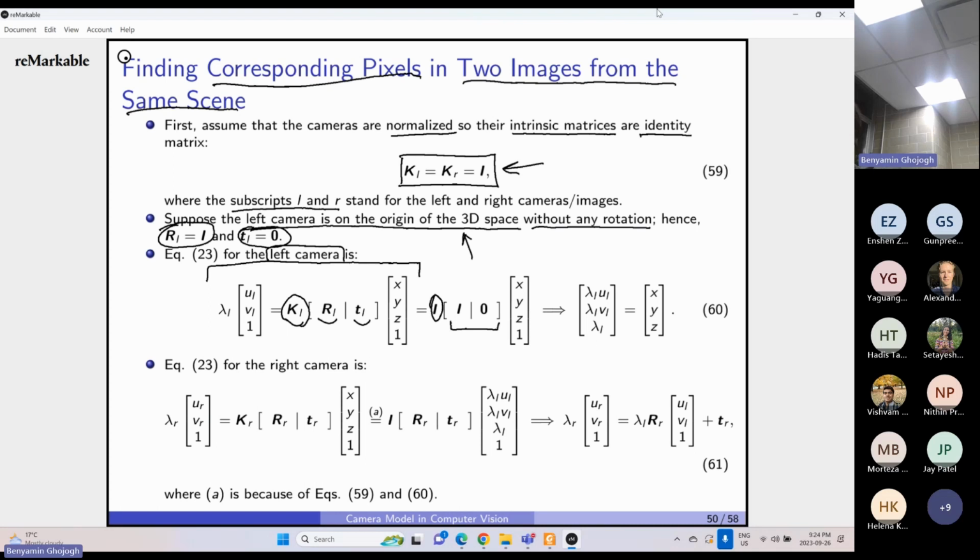Therefore, this becomes very simple. So, multiply this by the elements of these. So you will have lambda L UL, lambda L VL, and lambda L equals. So this 0 is multiplied by 1. So 0 and 1 goes away because everything multiplied by 0 becomes 0 except infinity. Then I will have these multiplied by 1. So I will have this.